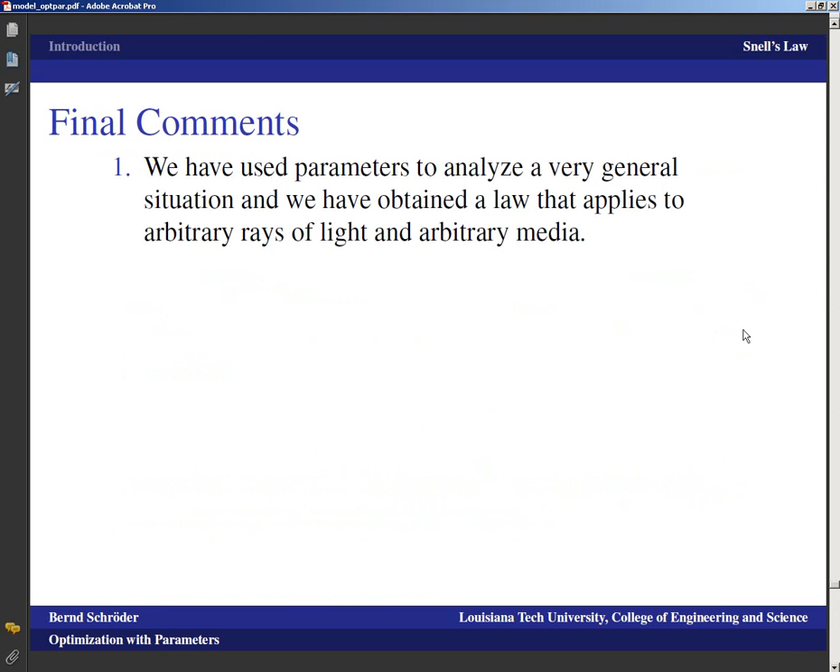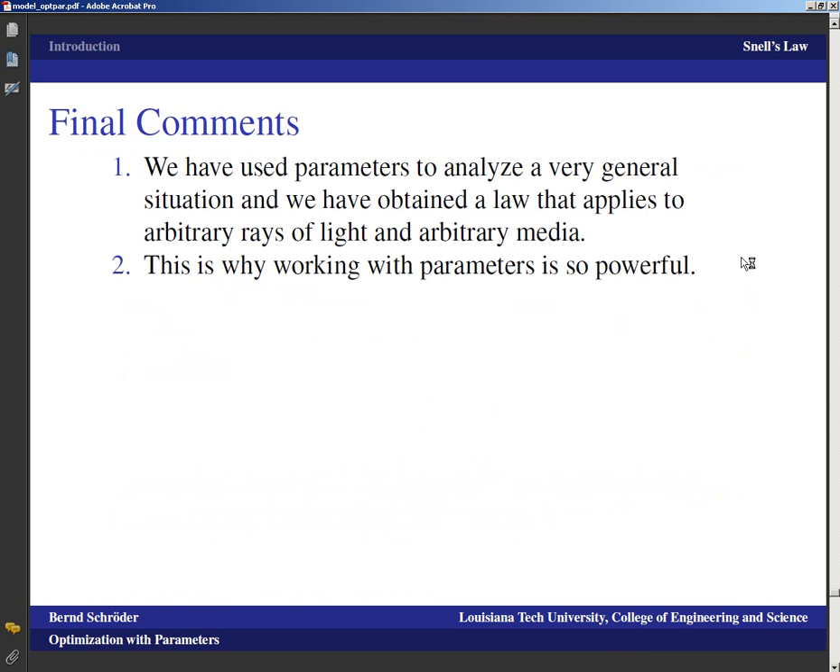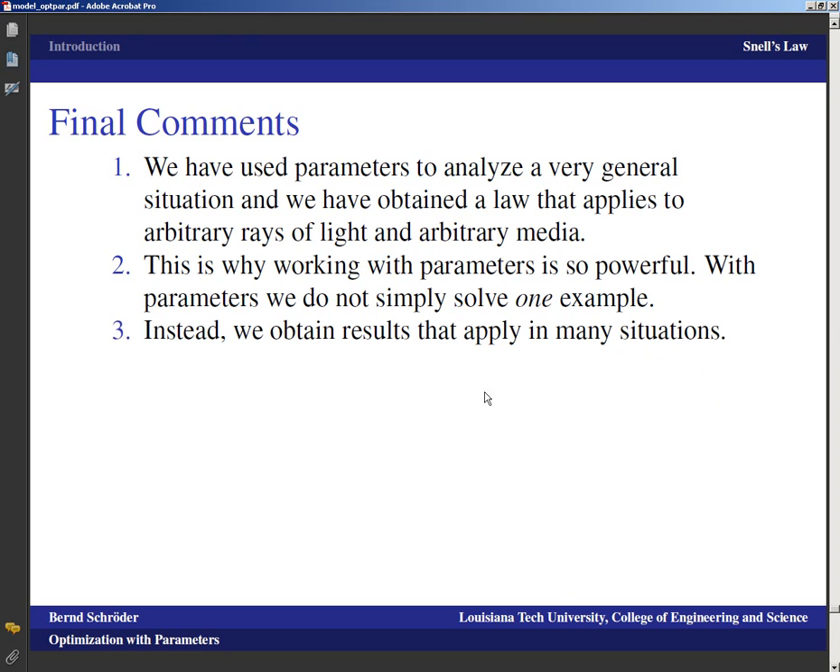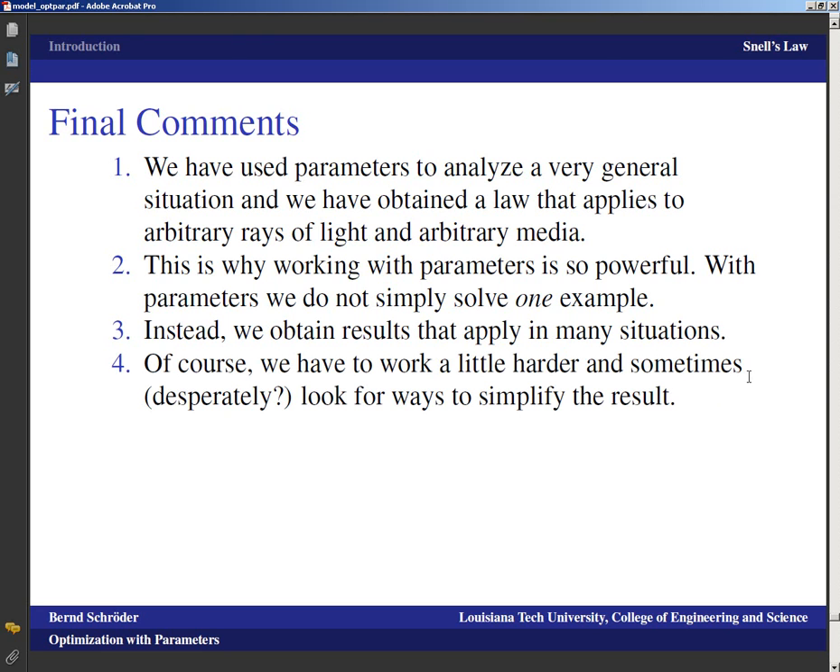Final comments here. Well, we've used parameters here to analyze a very general situation, and what we've obtained is a law that applies to arbitrary rays of light and arbitrary media. So we've really derived a general natural law, which is kind of cool. And that's why working with parameters is so powerful, right? With parameters, we did not simply solve one example of one ray of light that goes from one medium to another, where one point is a certain height above the waterline and the other one is a certain height below the waterline. We've done this for everything. This works in general, any medium, any configuration. So we obtain results that apply in many situations.